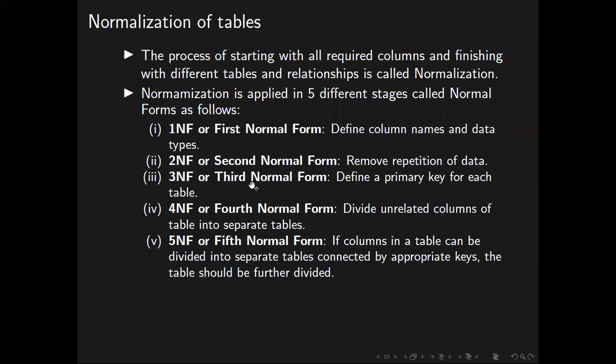Listen, we have seen normalization of tables in the previous class. Normalization has 5 normal forms. First normal form, define all columns. Second normal form, remove unwanted or repeated columns. Third normal form, define a primary key. Fourth normal form, divide the data into suitable tables. Divide the columns into tables. Then fifth normal form, look out for further division of the data into tables.